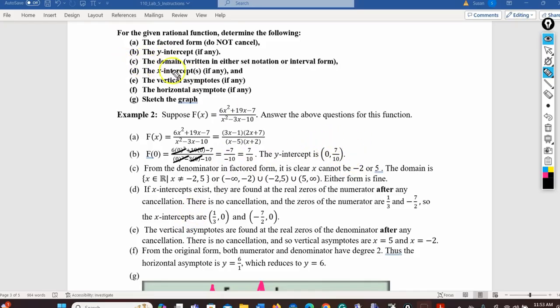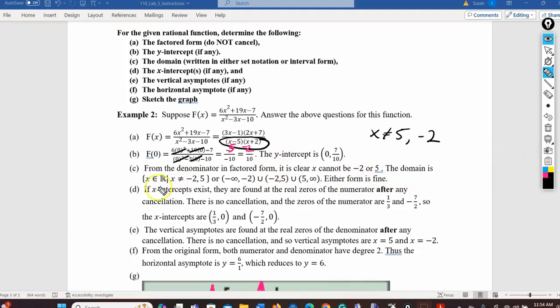Now, for part C, we want the domain. For the domain, you're going to look at the factored form, and you can clearly see what's not allowed. X is not allowed to be 5, and x is not allowed to be negative 2. Because if x is equal to 5, it makes the bottom 0, and you're not allowed that. If x is equal to negative 2, the bottom is 0, and you're not allowed that.